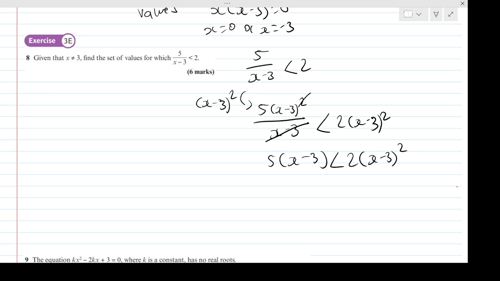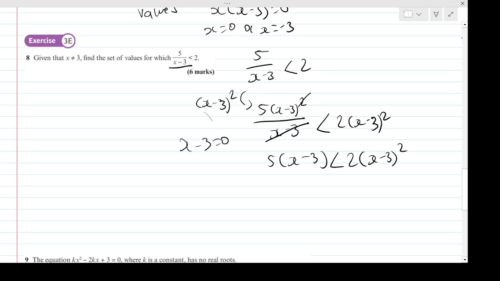But because we have an inequality, we need to times by the x minus 3 squared, because then that's a positive number. That allows us to maintain the inequality. Okay, and again, I'm times it by x minus 3. That would be adding a solution x minus 3 equals 0.